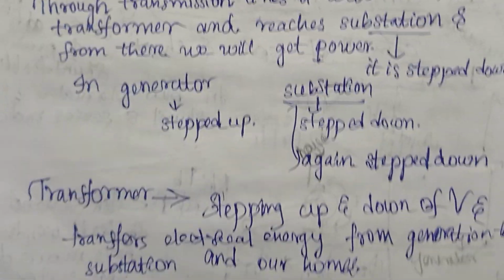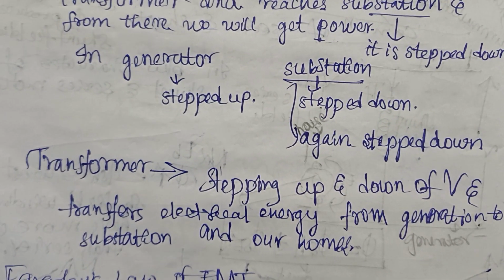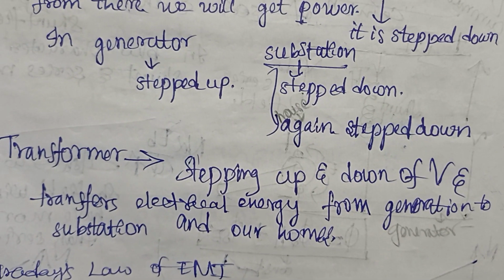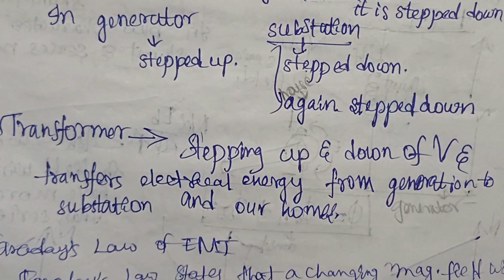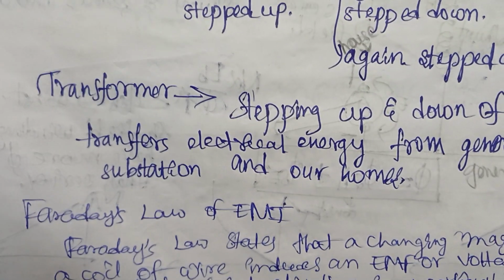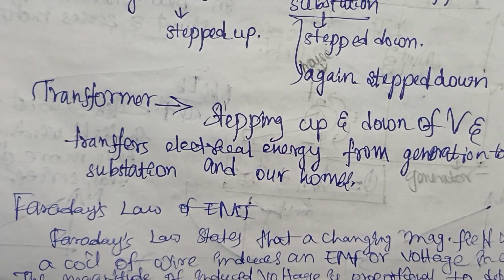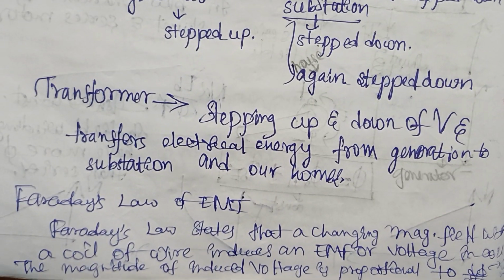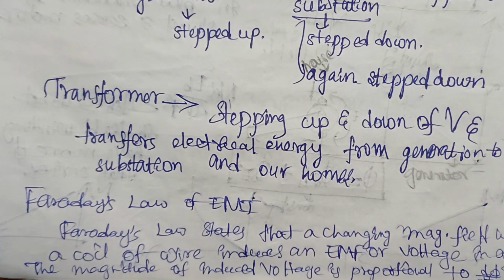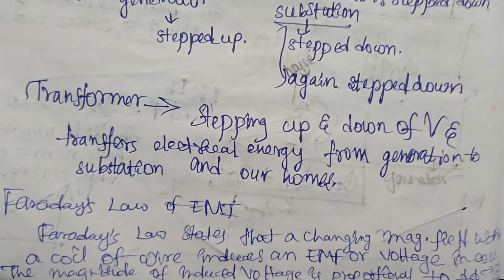In the generator it gets stepped up. So stepping up and stepping down of voltage, and the transferring of electrical energy from generation to the substation and our homes, this is nothing but your transformer. And what is the working principle of a transformer? Please don't worry about my handwriting, it is not at all good. Here, the transformer works on the principle of Faraday's law of EMF. What is meant by Faraday's law of EMF? We are all already aware of this term.